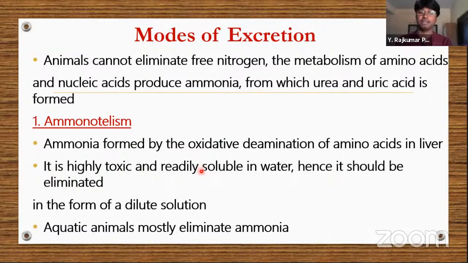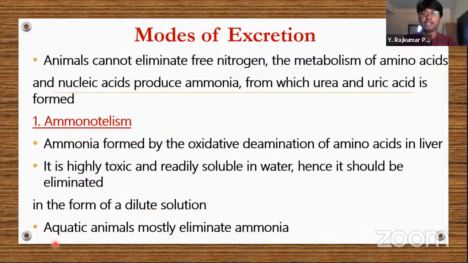It is very highly toxic. If the ammonia amounts are increased in the body, ammonia reaches the brain and it causes nerve problems. So we get problems in control and coordination. So that's why it should be eliminated. It is eliminated in the form of a dilute solution.